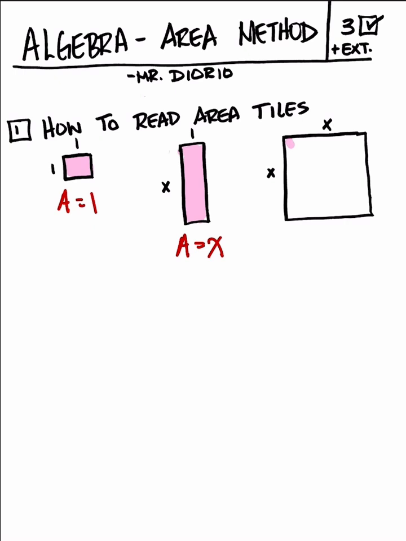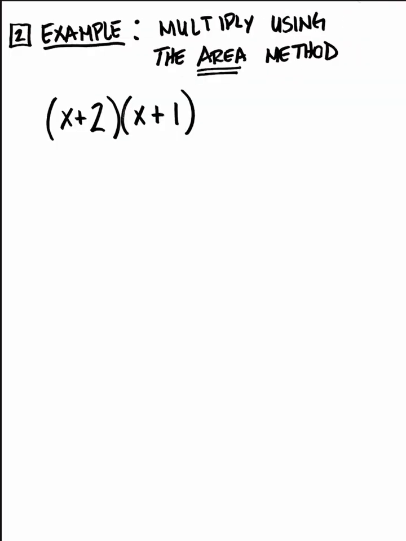And if we were to go into our third box, or third tile, and shade it in, we would see that we have an area of x squared, since our length is x and our width is x. X times x is x squared. So now moving on to our next box, we have an example. We will be multiplying using the area method x plus 2 with x plus 1.